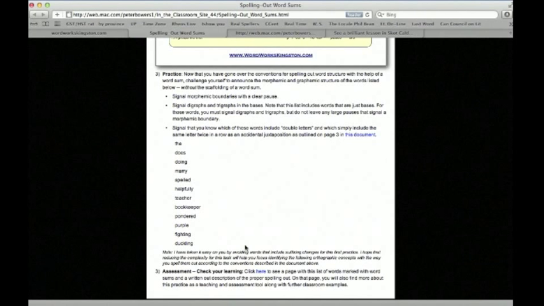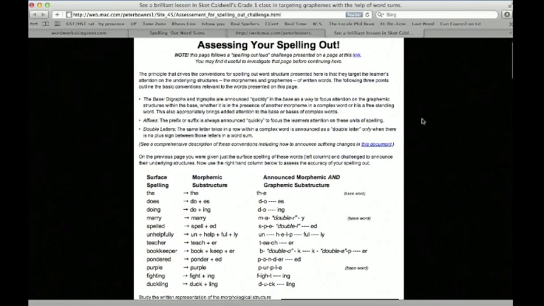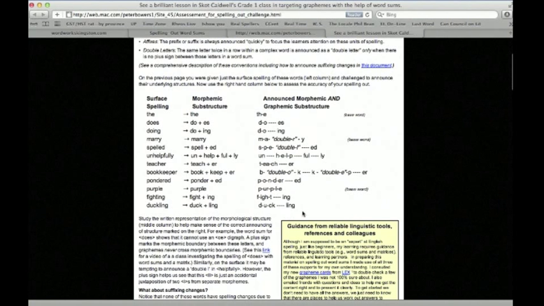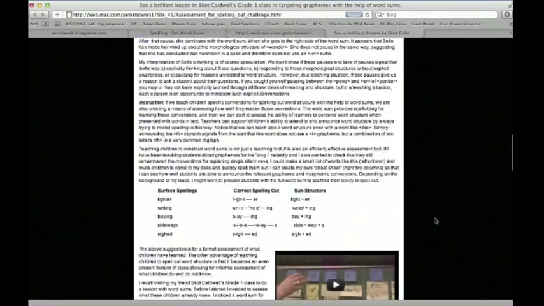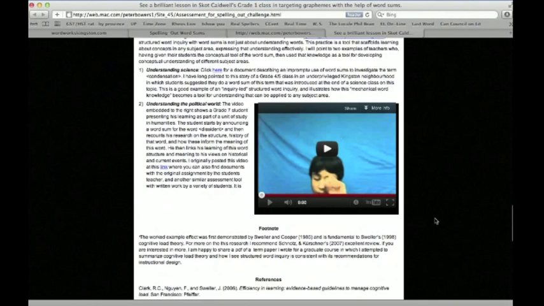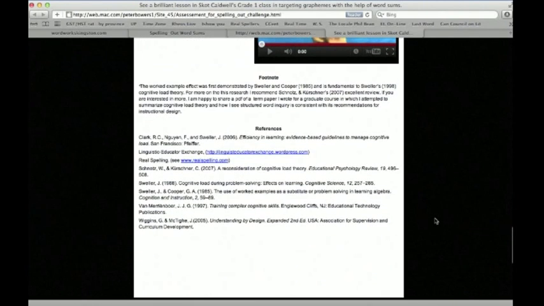And once you think you've done that and you're confident you've done the best that you can, if you click on this button, it will take you to the second page. And here I've identified how you would spell those words out, so you can assess your own learning. Now, there's more resources and content here that I would recommend.